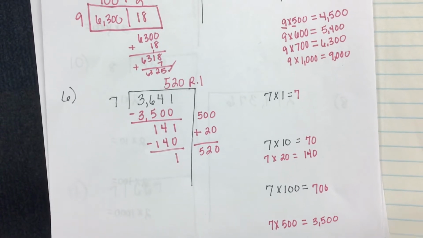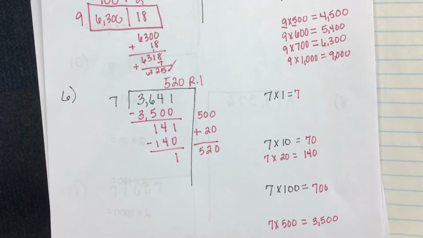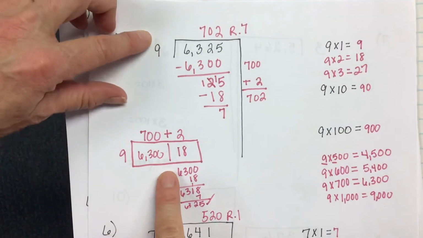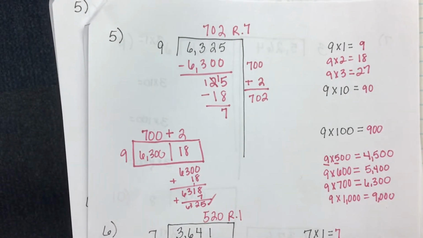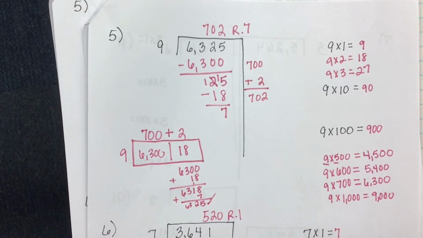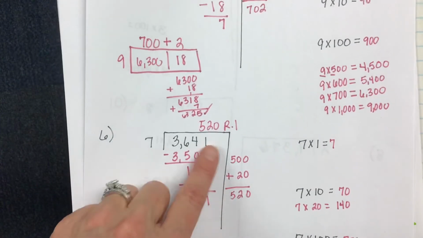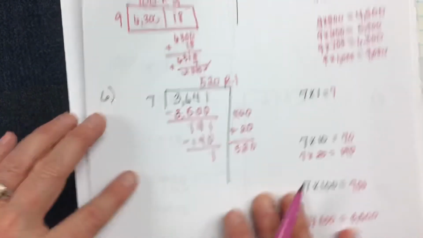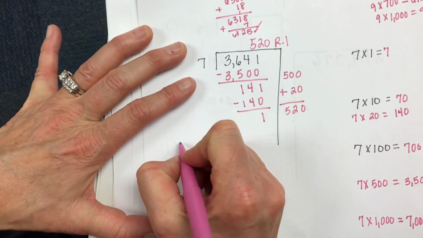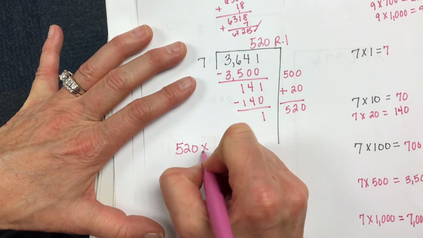Okay, how do I multiply back to check? What do I multiply to check my work? Avery, what should I multiply? Okay, look over at the one on the top. What did we multiply here? Multiply 520 times 7. Use any strategy that you want to do 520 times 7.